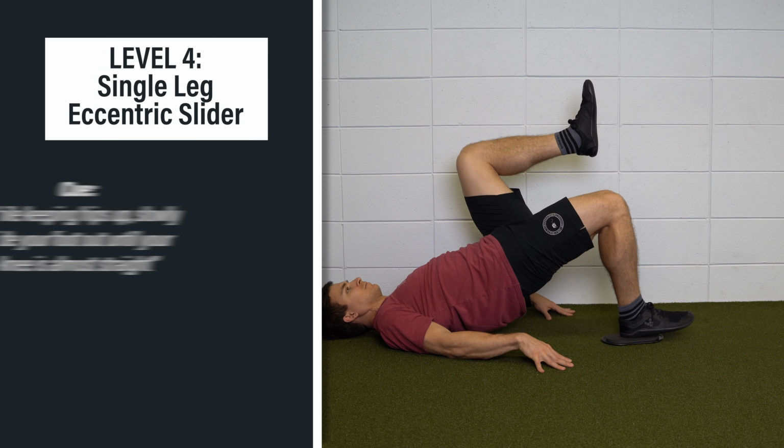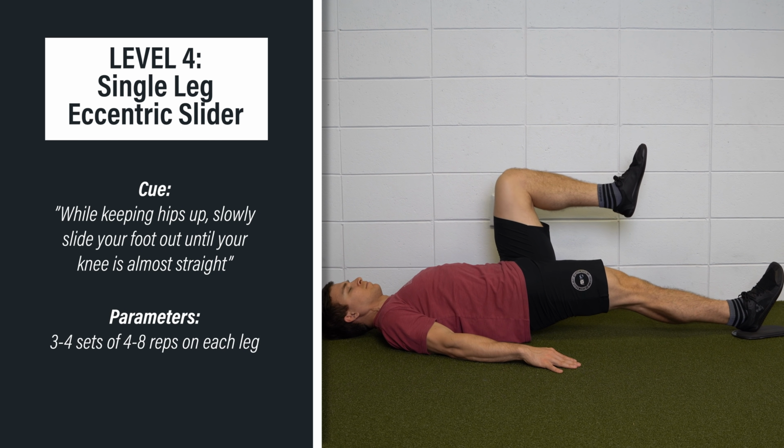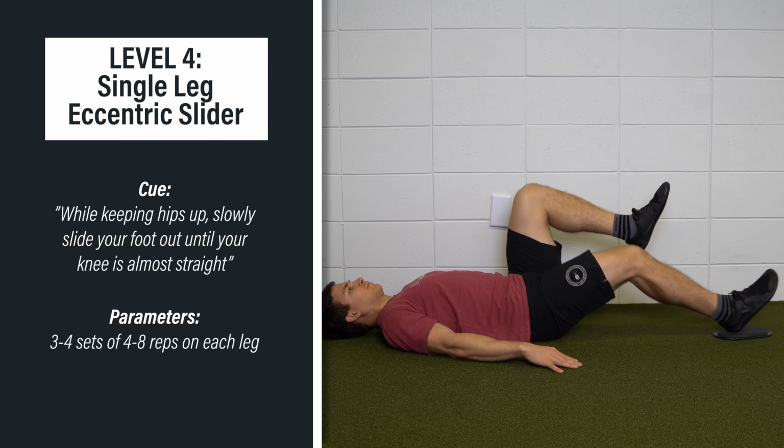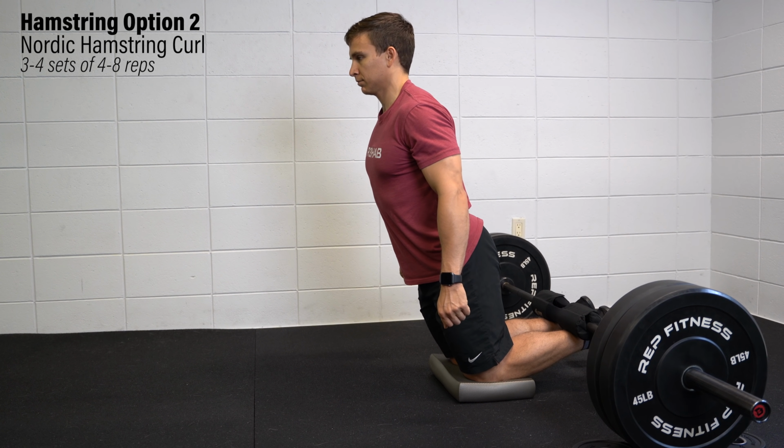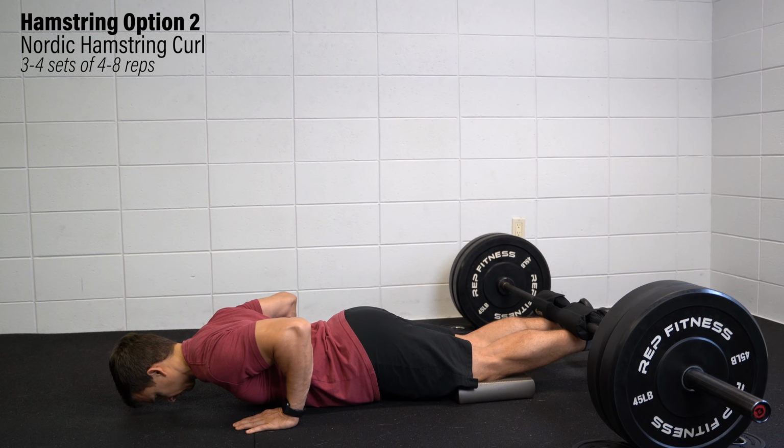Level 4, single leg eccentric slider. Aim for 3 to 4 sets of 4 to 8 repetitions. The other option is to do a Nordic hamstring curl for 3 to 4 sets of 4 to 8 reps.